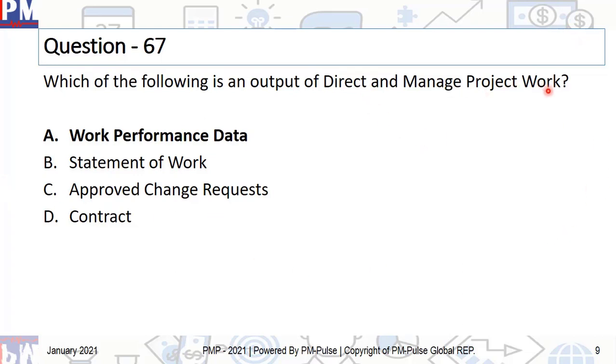Remember, direct and manage project work is a process that produces your deliverables, and this is also the place where you have the birth of your data. This is the only process that produces work performance data. And remember, all this data will become input to 10 other processes from monitoring and controlling, and they will then convert this data into information.